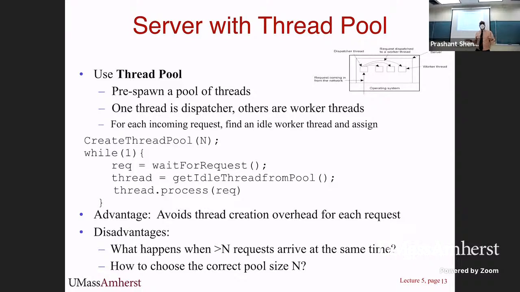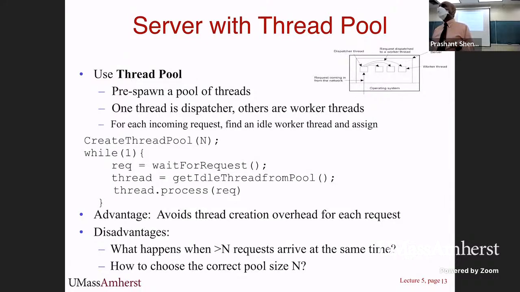Okay, that's an advantage. You are going to get higher efficiency than the previous model. Now what are some disadvantages? How do you decide what is the right n for your server? Should you pre-spawn 10 threads, 100 threads, 1,000 threads? How do you decide this?